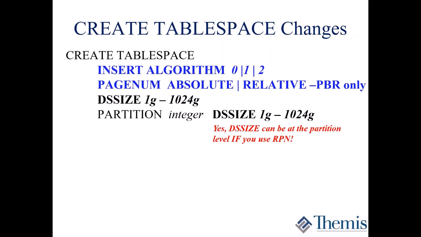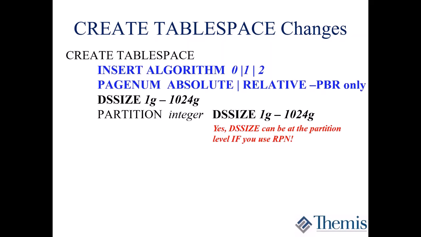So let's talk about the niche for just a second. Who's going to use this? Who's going to use relative page numbering? Well, number one, if you want a really, really large table, right? So if you want to blow the old 16 terabyte limitation on the size of a table, you need relative page numbering.